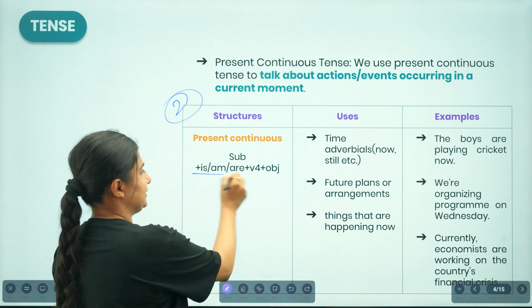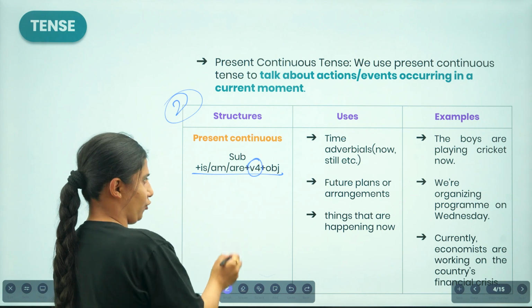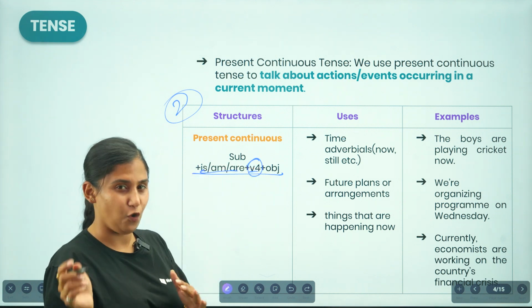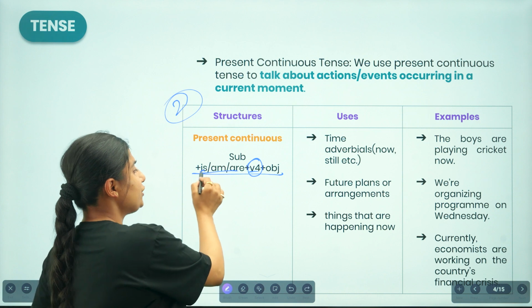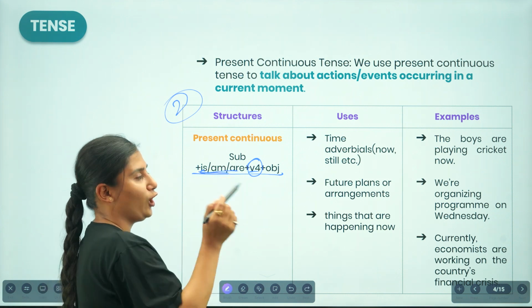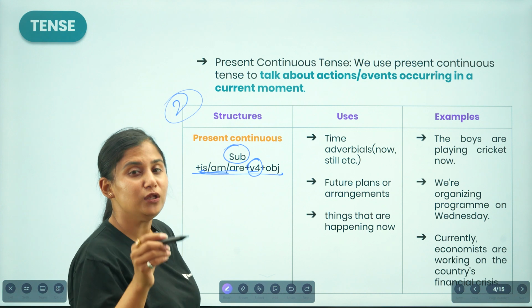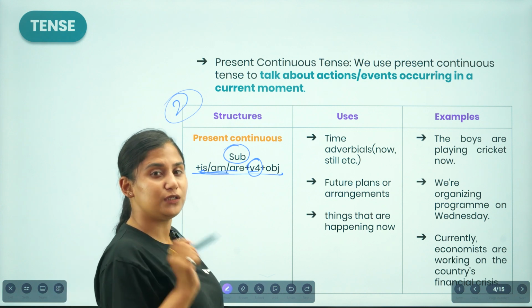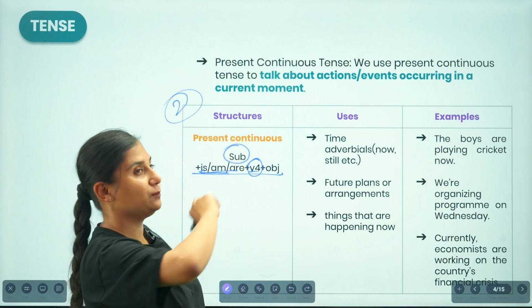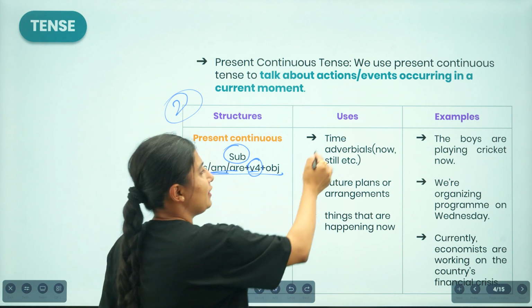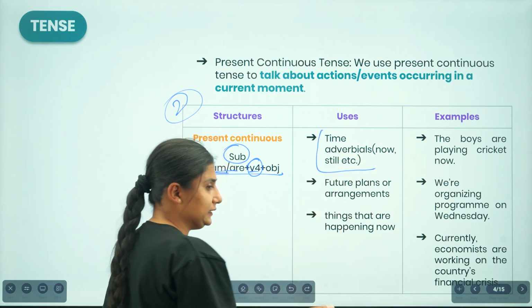Whenever we are to express something that is happening at the current moment, we use this structure: subject plus verb 1 in the ing form, with is, am, or are based on the subject that we choose. Also, whenever we talk about something in the present continuous tense, we use the time adverbials now or still.